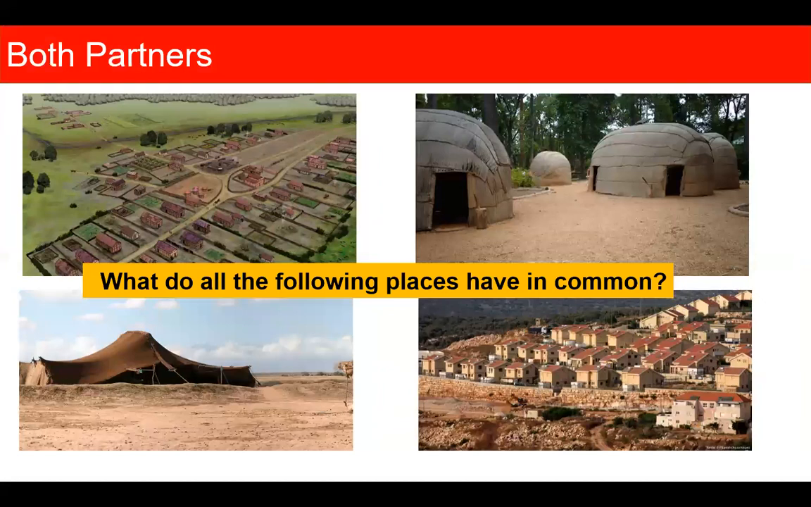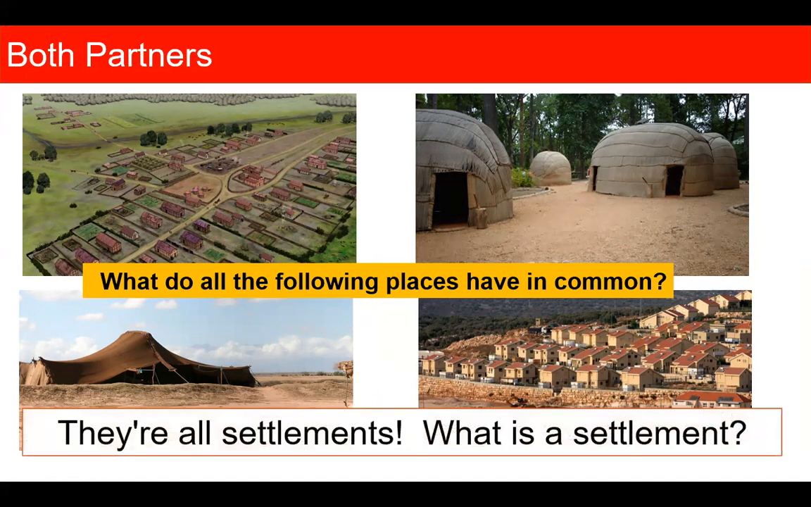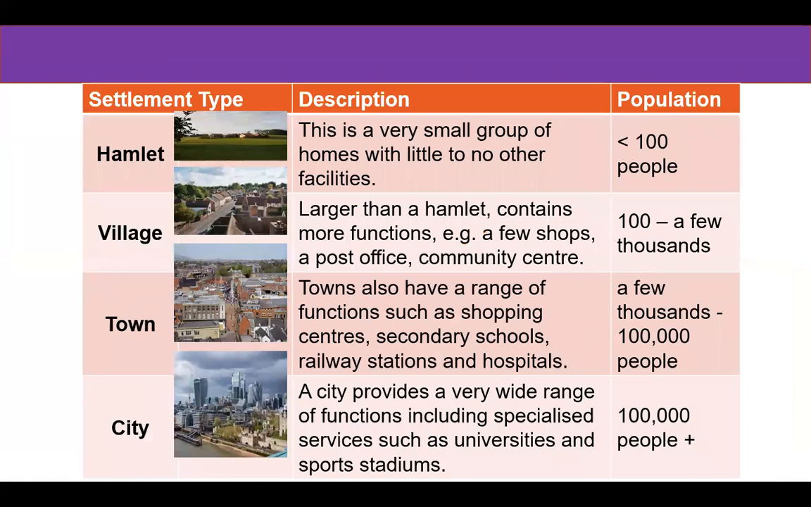Have a good look at all 4 pictures. What do you think they all have in common? They're all settlements. But what is a settlement? Well, there are 4 different types of settlements: a hamlet, a village, a town, and a city. A hamlet is a very small group of homes with little or no facilities, and you're looking at no more than about 100 people living in that area.